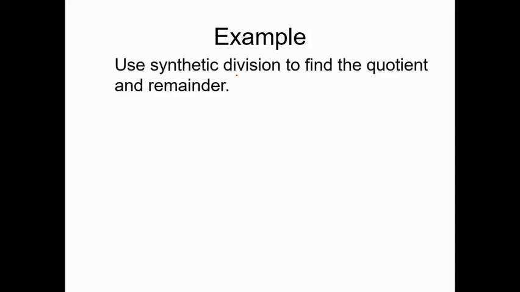Okay, here is another example. We're going to use synthetic division to find the quotient and the remainder. So this time we're taking a negative 4x to the fifth plus x to the fourth plus 6x cubed plus 2x squared plus 50, and we're dividing it by x minus 2. Notice that this meets our requirements. It's linear. There is no leading coefficient, and x doesn't have any exponents.